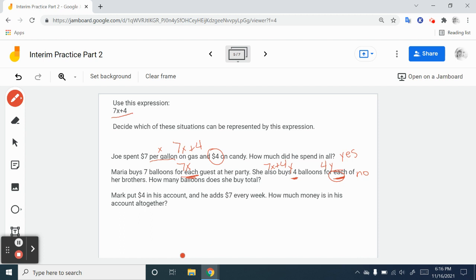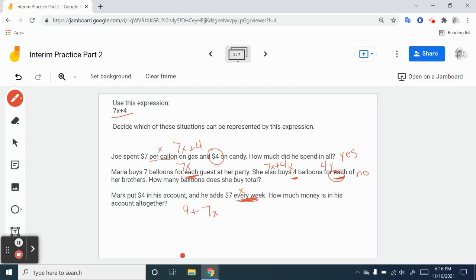Okay, this last one, Mark puts $4 in his account. So that's just $4. That's just in his account. And he adds $7 every week. Every week, again, that's multiplying. So that would be $4 that he started with plus 7 times however many weeks. So it'd be 4 plus 7x.